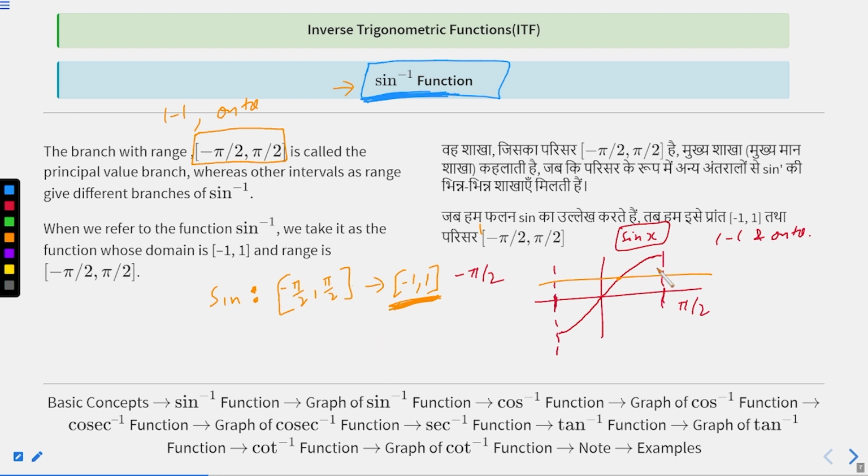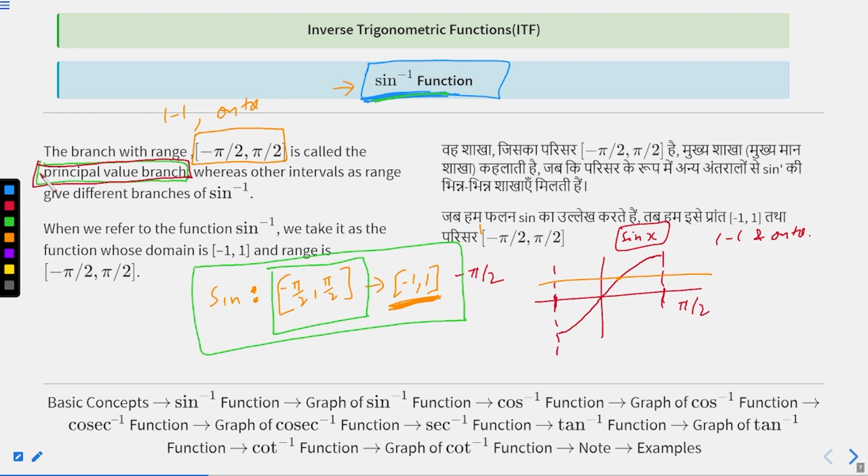So this means that if the function is defined like y is this, then only you can define your inverse function. Okay, and this interval, what we call the principal value branch, whereas other intervals as range give different branches of this. I hope that it is quite clear to you. Please keep this term in mind, because many questions are framed on this single term, principal value branch.